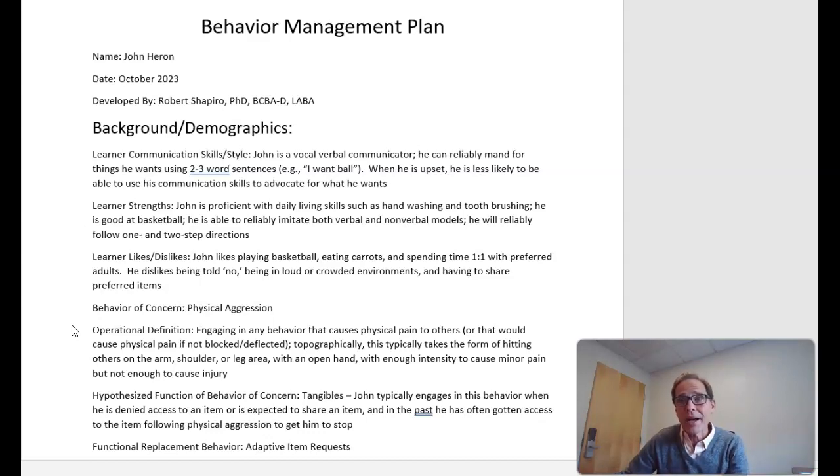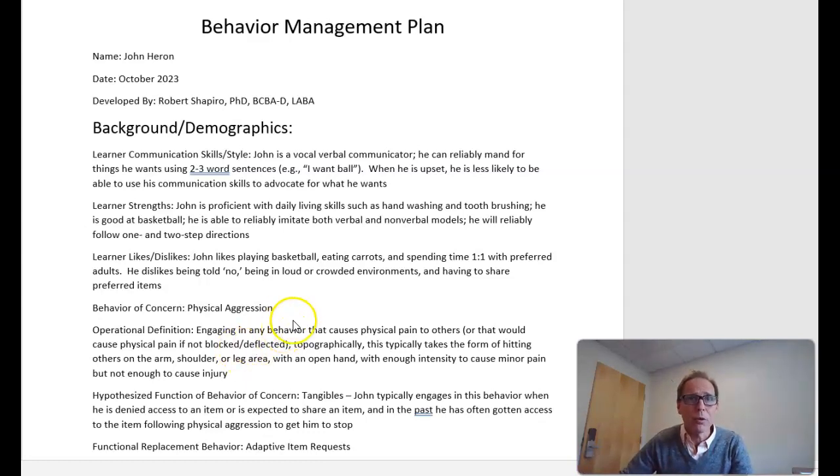And that can include components of both a function-based definition. So here, any behavior that causes physical pain to others or that would cause physical pain if not blocked or deflected. But then also, it's not a bad idea to include some topographical information about what it currently looks like. By including the function-based piece, we have the leeway that if the behavior shifts in form, we can still capture that definition. But it's worth alerting the reader to what it typically looks like for this learner.